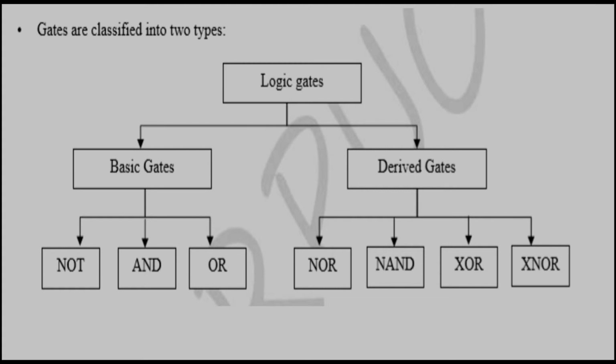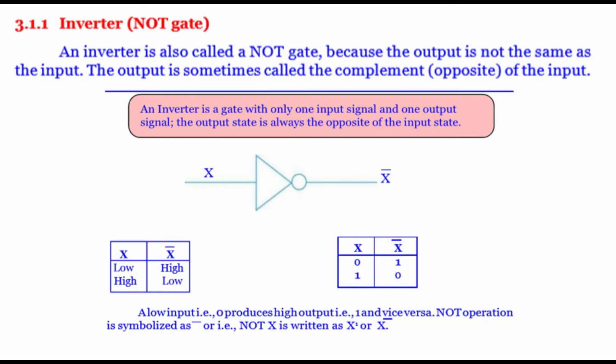And those are NOR. As you see, the name is NOT plus OR, it is NOR. NAND, NOT plus AND, NAND. XOR, that is OR plus one curved line. Okay, XNOR. In this way, there are many derived gates, and these derived gates are derived from basic gates. So first we will see the NOT gate.